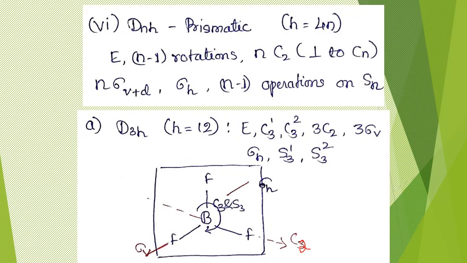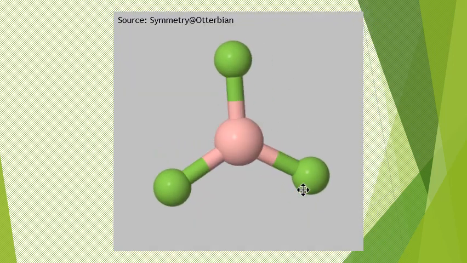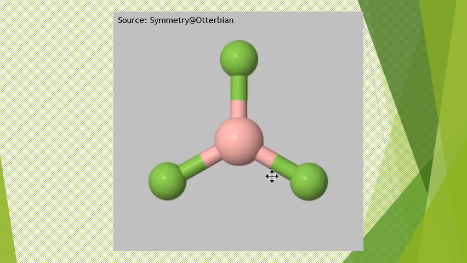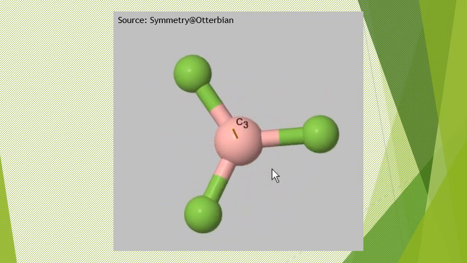So we shall see animations of all operations possible on this molecule. This is the planar molecule BF3. As we have discussed, it goes to the point group D3h. For D3h, first it should have a C3 axis, which can be easily identified. This is the C3 axis on which the molecule can be rotated by an angle of 120 degrees, clockwise or anti-clockwise. It will give back the equivalent orientation. So the C3 axis is present.